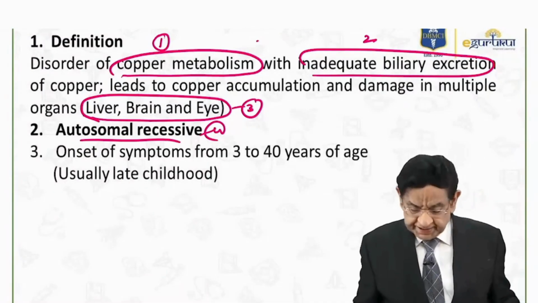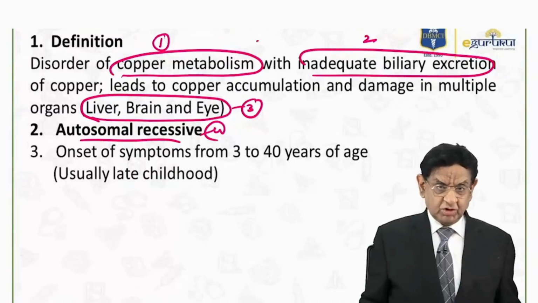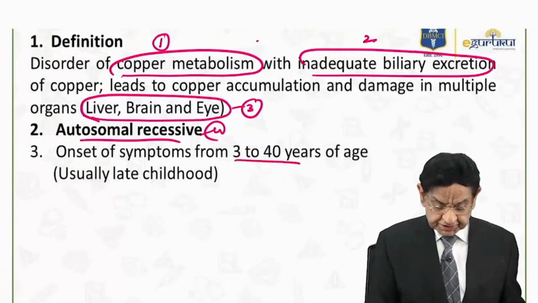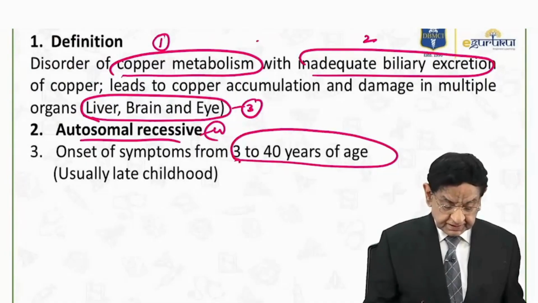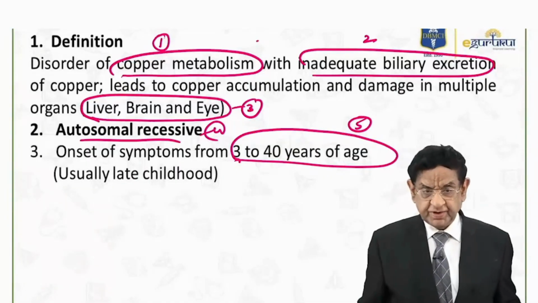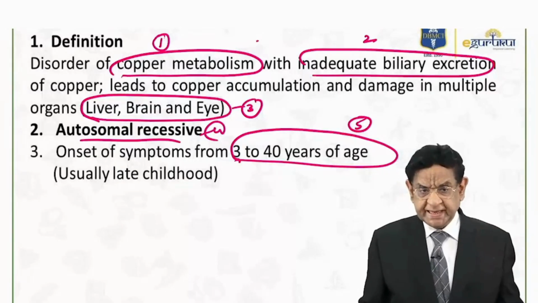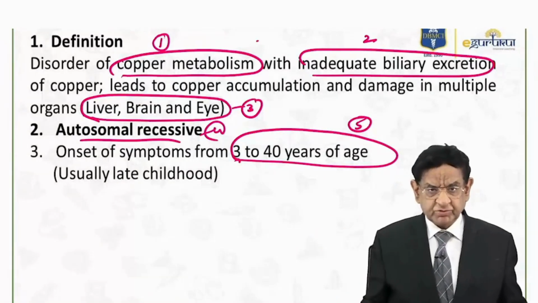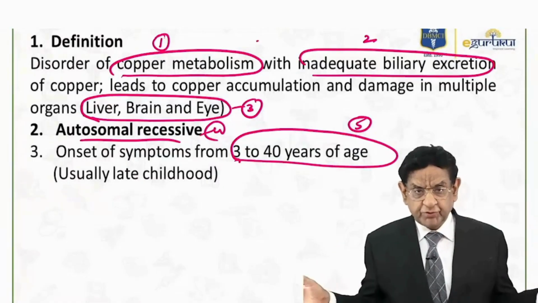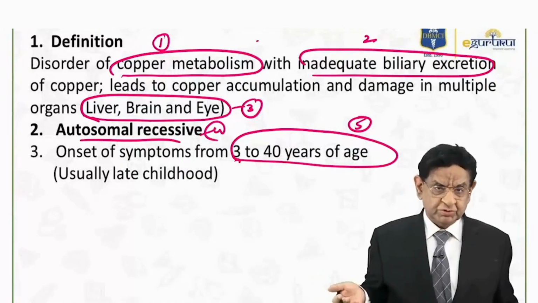That means it is a hereditary disorder. And very, very important line. It is recessive, but the onset of disease may be between 3 to 40 years. This is the fifth keyword. So friends, a quick recap of the 5 keywords. Disorder of copper metabolism, impaired biliary excretion, excess of copper in the brain, liver and eyes, onset of symptom 3 to 40 years. 3 years is early childhood, 40 years is almost middle age.